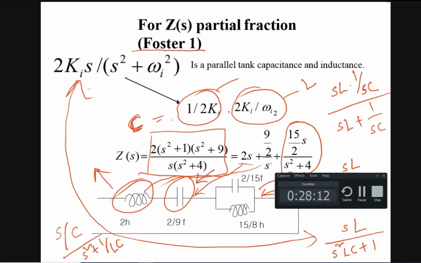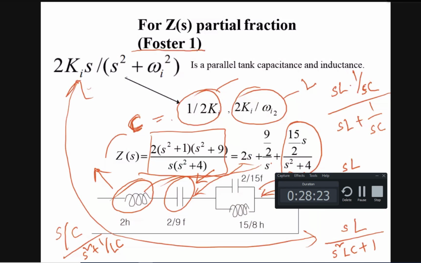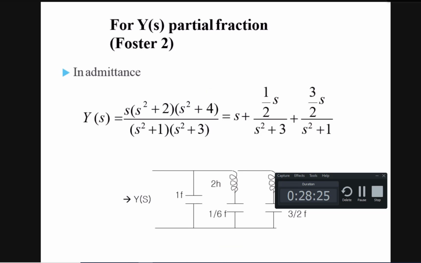So this is the Foster-1 form, and then this is Foster-2. In the last network, we did this for Z(s). In this case, instead of impedance, we do it for Y(s).